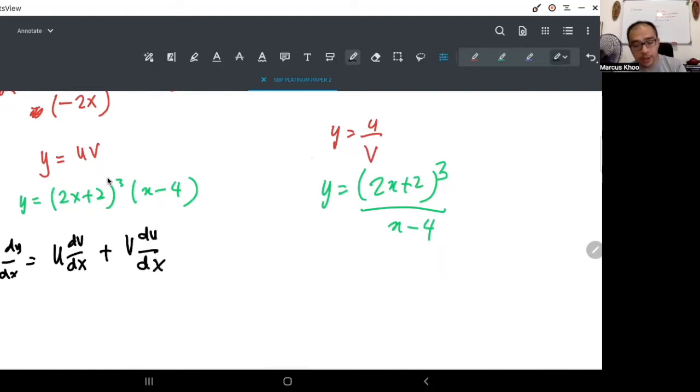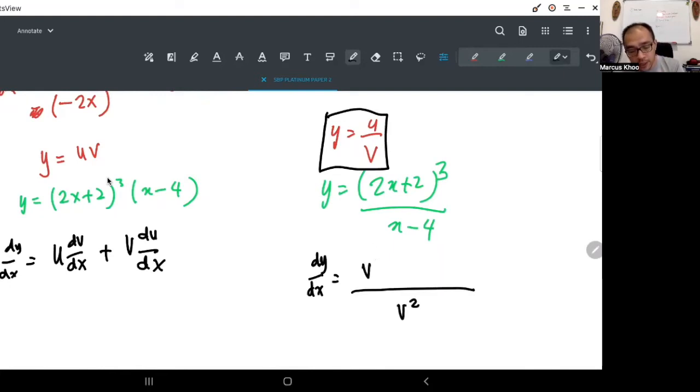Okay, whereas if it is y equals to u over v, the dy dx will start with v first, because at the bottom is v squared. V du dx minus u dv dx. For the product rule, you can mix it around; even if you put v in front first, v du dx plus u dv dx, no problem. But this one, you cannot mix it around because of the minus sign.